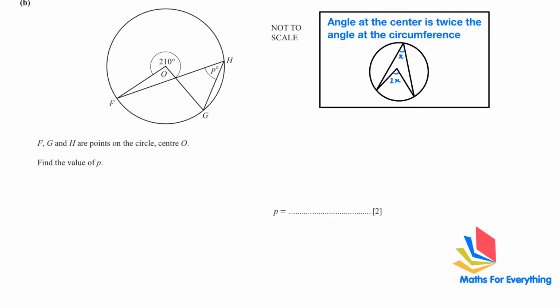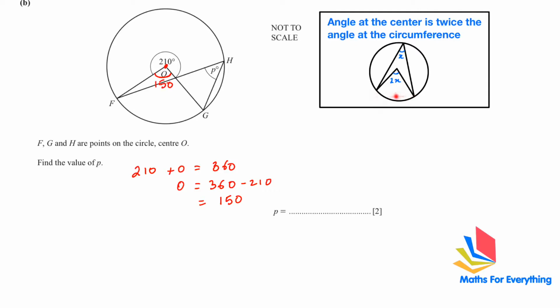So for using this, we first have to find the angle here. We also know angle at a point is equal to 360. Therefore, 210 plus O is equal to 360. Therefore, angle O is equal to 360 minus 210, which is 150. So this is 150.